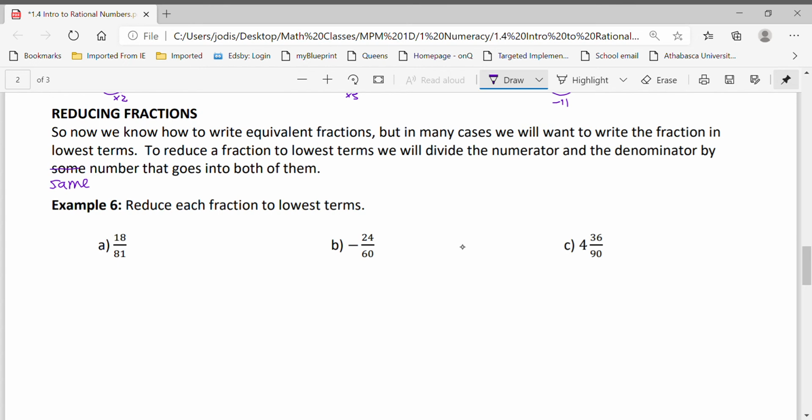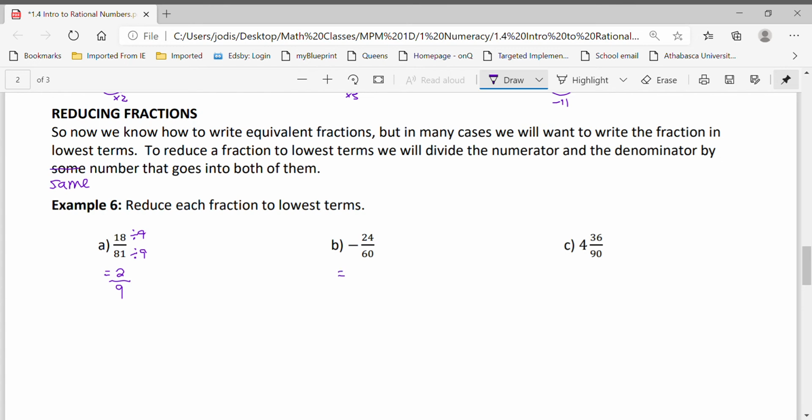Okay, so we've got 18 and 81 here. Well, if you think of your times tables and factors of the same number, we know that 18 can be divided by 9 and so can 81. So we want to divide top and bottom by 9, which would give us 2 over 9. And there's no way to reduce that any farther. We have an even and an odd number, so it's not going to work.